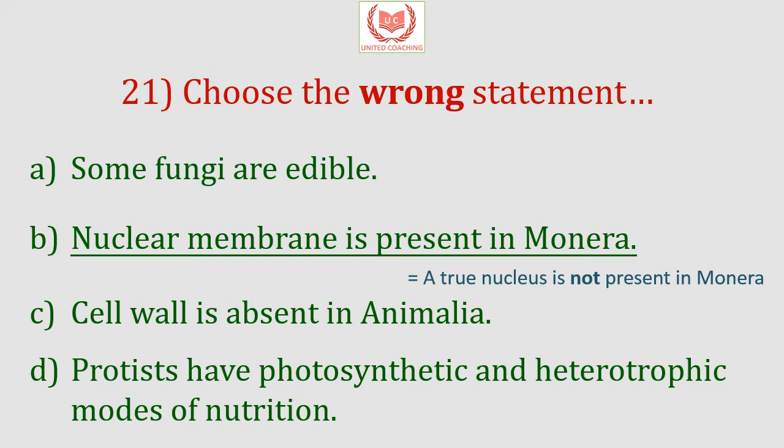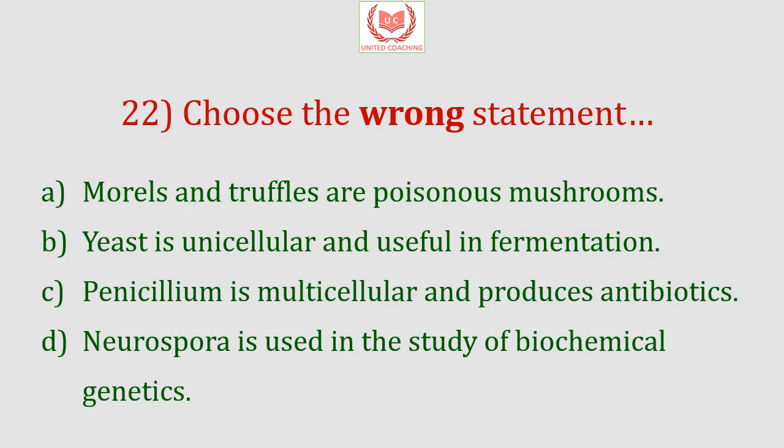Nuclear membrane is absent in Monera because a true nucleus is not present in Monera. Next question is choose the wrong statement. So options are morels and truffles are poisonous mushrooms. Yeast is unicellular and useful in fermentation. Penicillium is multicellular and produces antibiotics. Neurospora is used in the study of biochemical genetics. So the wrong answer is A.